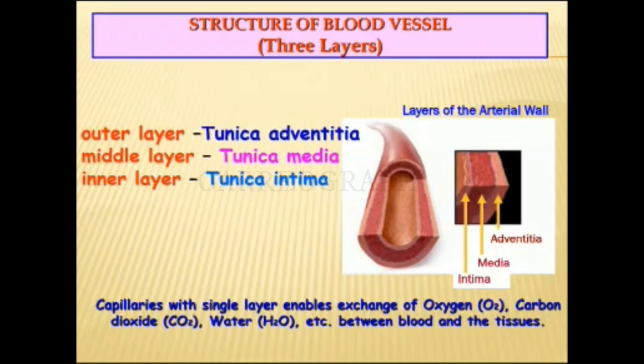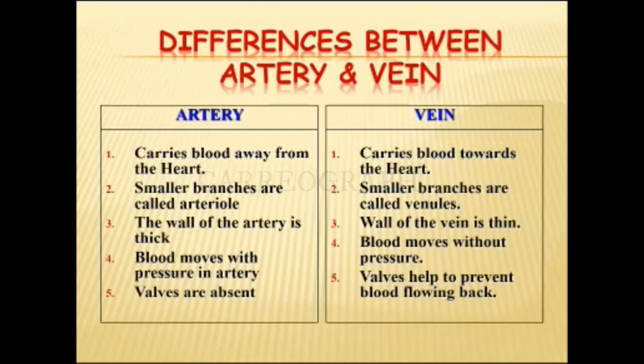So friends, we have seen these blood vessels. We will see the difference between artery and veins. Arteries carry blood away from the heart, whereas veins carry blood towards the heart. Arteries carry oxygenated blood away from the heart, whereas veins carry deoxygenated blood towards the heart. And there is an exception. Only the pulmonary artery carries deoxygenated blood away from the heart, whereas only the pulmonary vein carries oxygenated blood towards the heart.